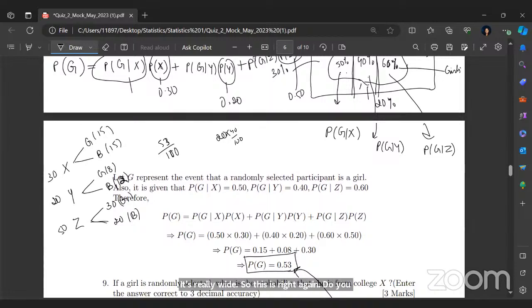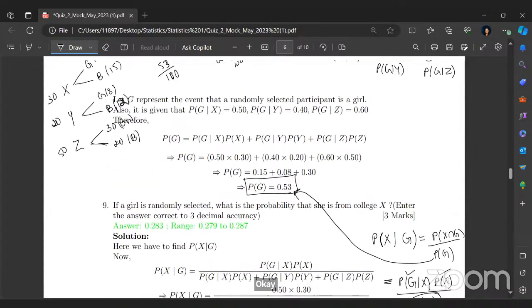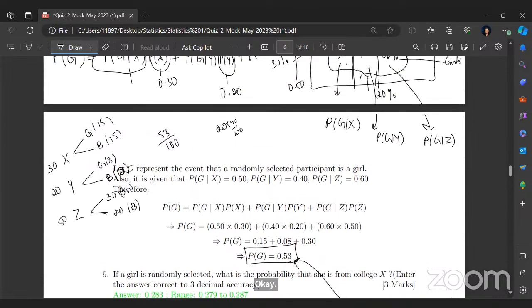Now, what is the probability that the girl is from college X? So sum of all girls, 15 divided by 53. Yes, ma'am. Yeah, I think we'll get the answer. Yeah, that's fine. Whatever you find easier. Ma'am, I did this question this way.